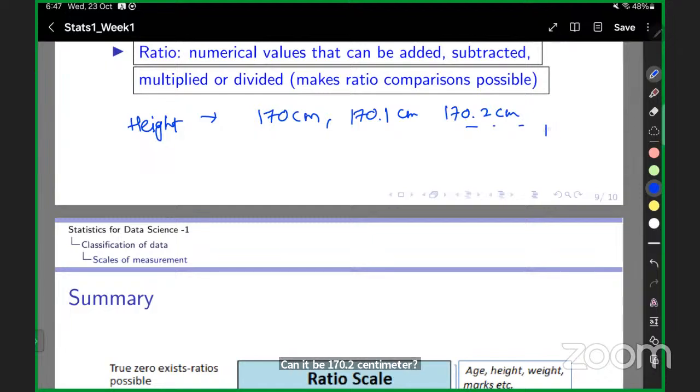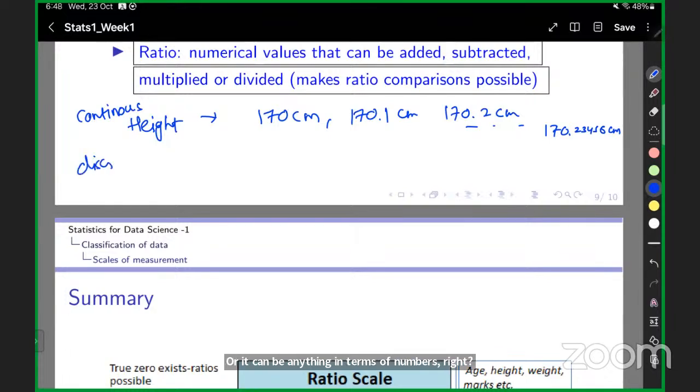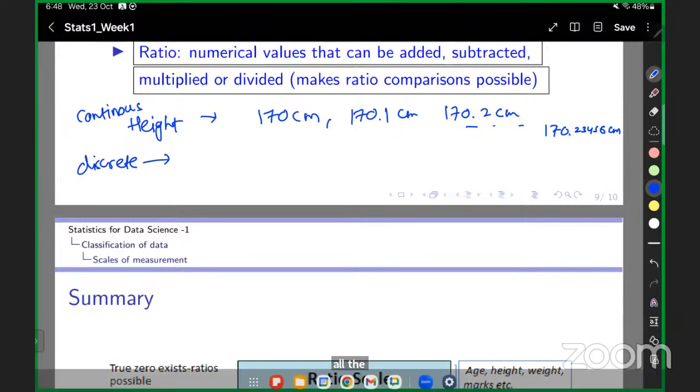Can it be 170.23465 centimeter? If you can measure it, right? So you need a scale which can measure it. So it could be anything in terms of height, right? So it's a length. That's what makes it a continuous kind of data. It can be anything in some range, or it can be anything in terms of numbers, right? But in the discrete case, generally we have integers in a count, not possible other than that. Basically you can say all the points are not possible. Some points are possible, then it is discrete.